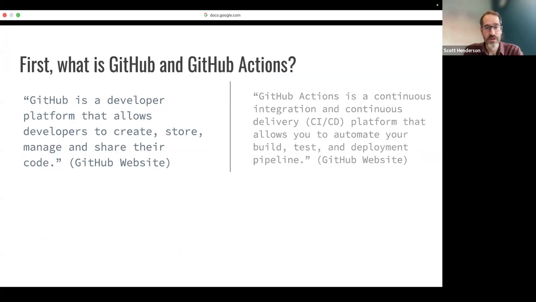If you're new to GitHub, I'm assuming folks on this call are already familiar with it, but just in brief, it is a developer platform that allows you to create, store, manage and share your code. And GitHub Actions is their continuous integration system that allows you to automate running code on these Azure machines.